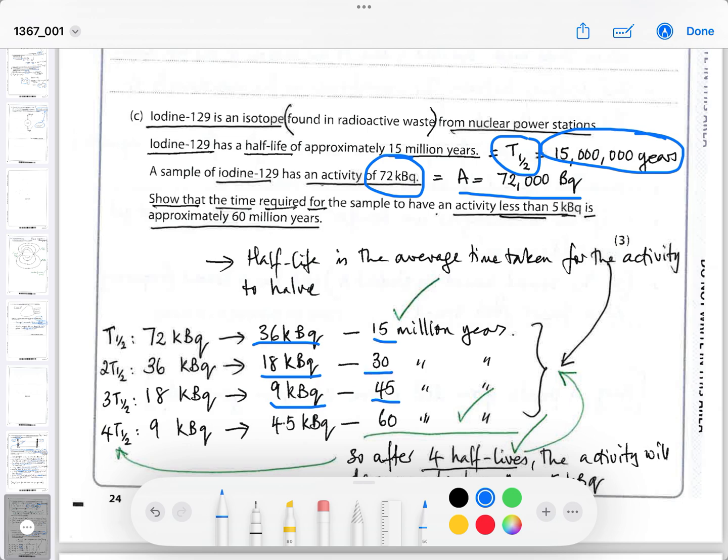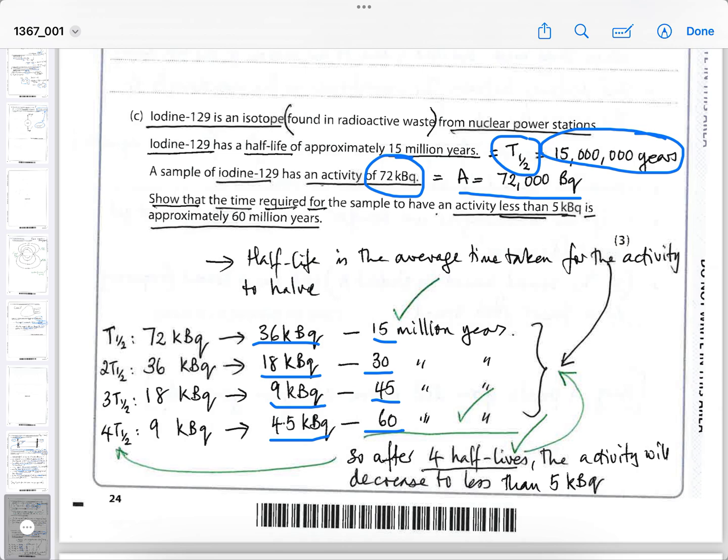And in another 15 million, which is 60 total, it will go down to 4.5. That says 4.5, not 45. Okay? So it takes 4 half-lives for the activity to decrease to less than 5 kilobecquerels. So they want you to do it in number of half-lives, which is 60 million years. Okay? So it's quite a long half-life.